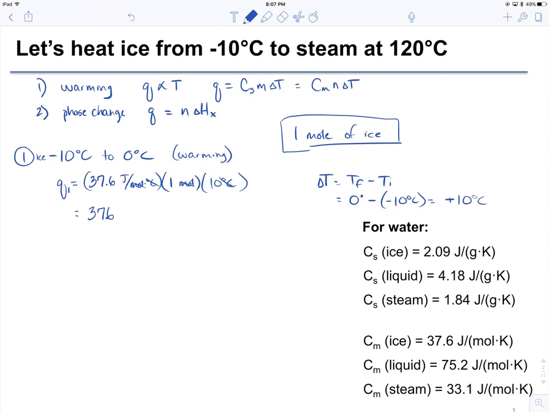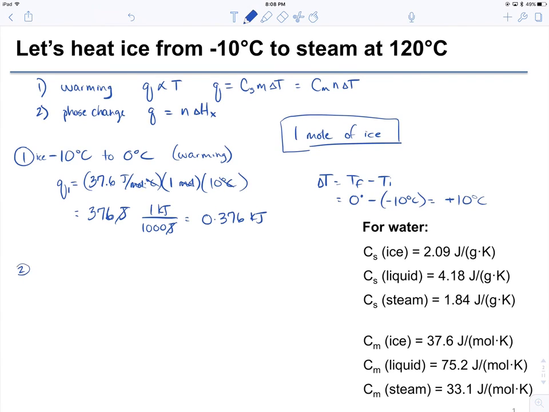376 joules. And if we express this in kilojoules, which is a lot of times what we will find to be easiest, because we'll see in a second, some of our other answers end up being in kilojoules. This is 0.376 kilojoules. And that's how much energy it takes to warm ice from negative 10 to 0 degrees Celsius.